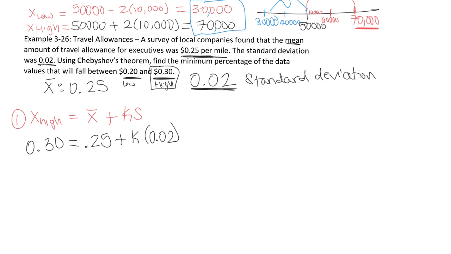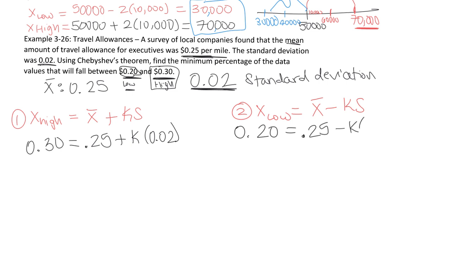Now for the low value, which I'll do off to the side, and then we can solve both of these. For the low value, I've got the average minus K times S. But my low value is 0.2. Let me do this in a different color. Okay, 0.20, which is right here. That's my low, is equal to the average, which is 0.25, minus k, which we're trying to find, times 0.02, which is the standard deviation. So just remember, this S is the standard deviation.